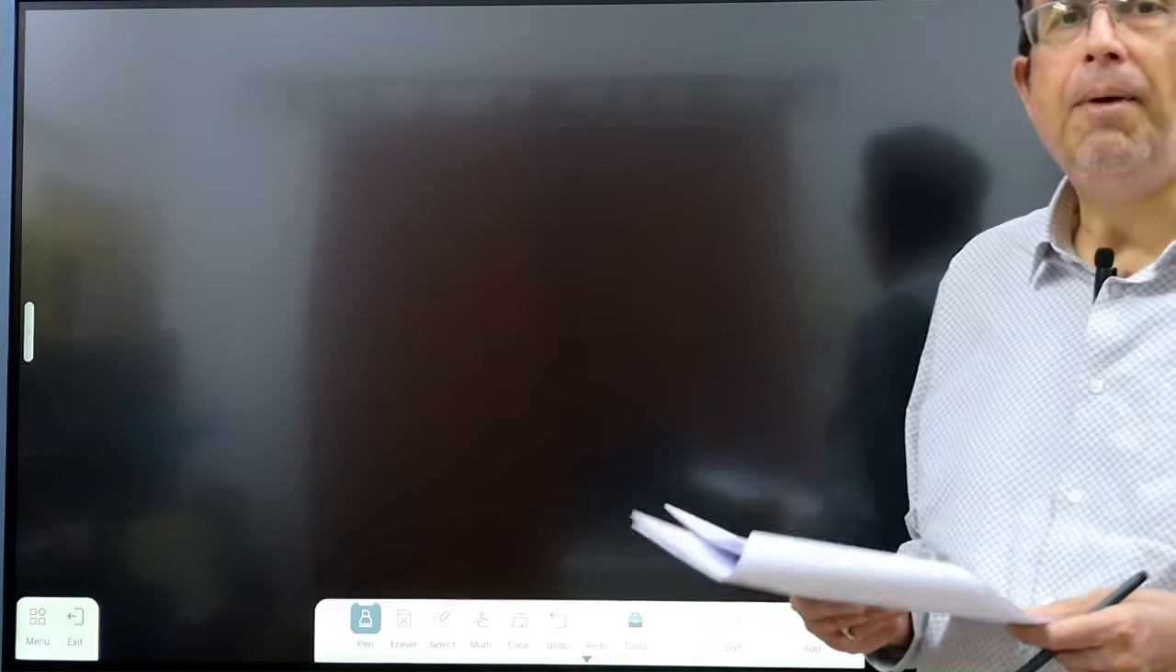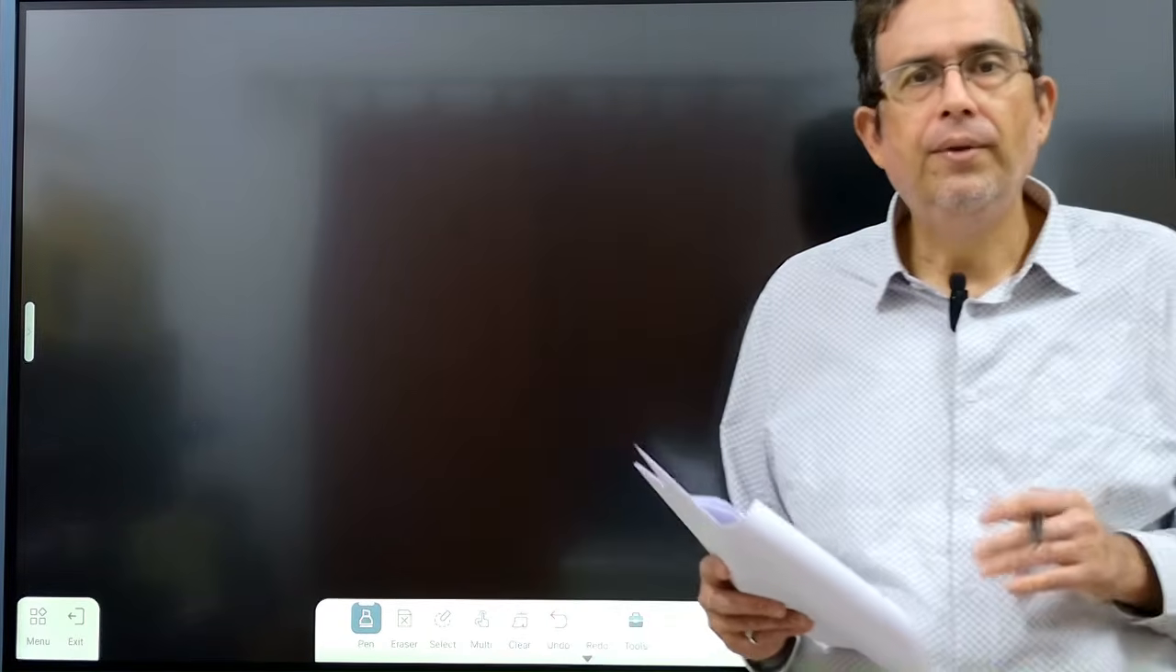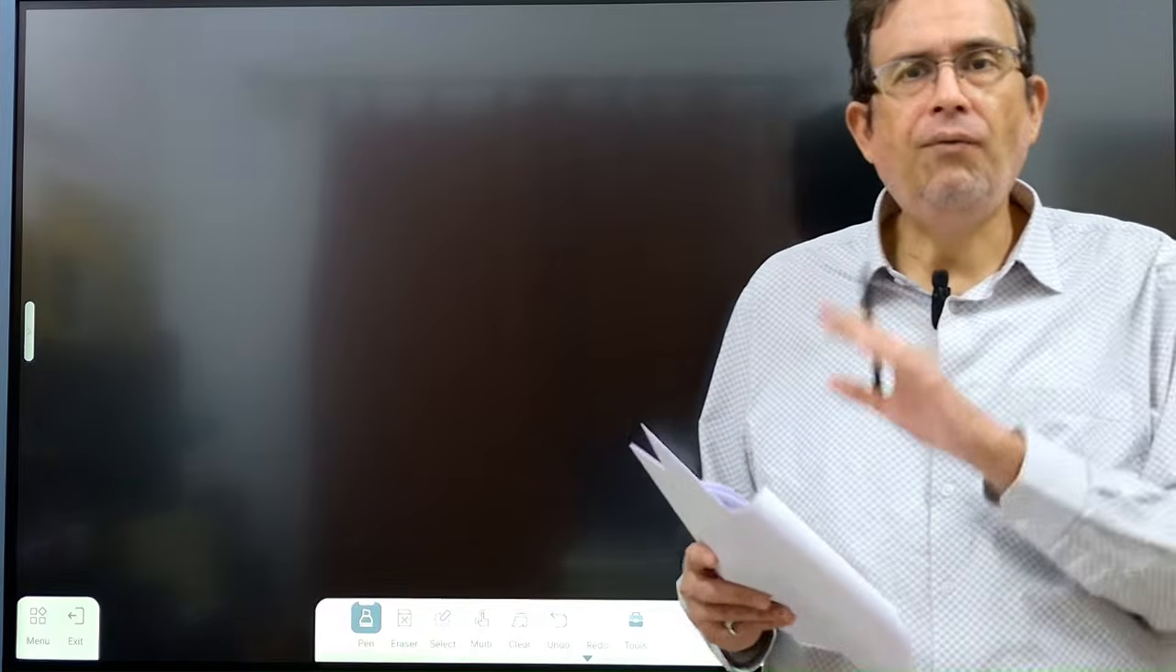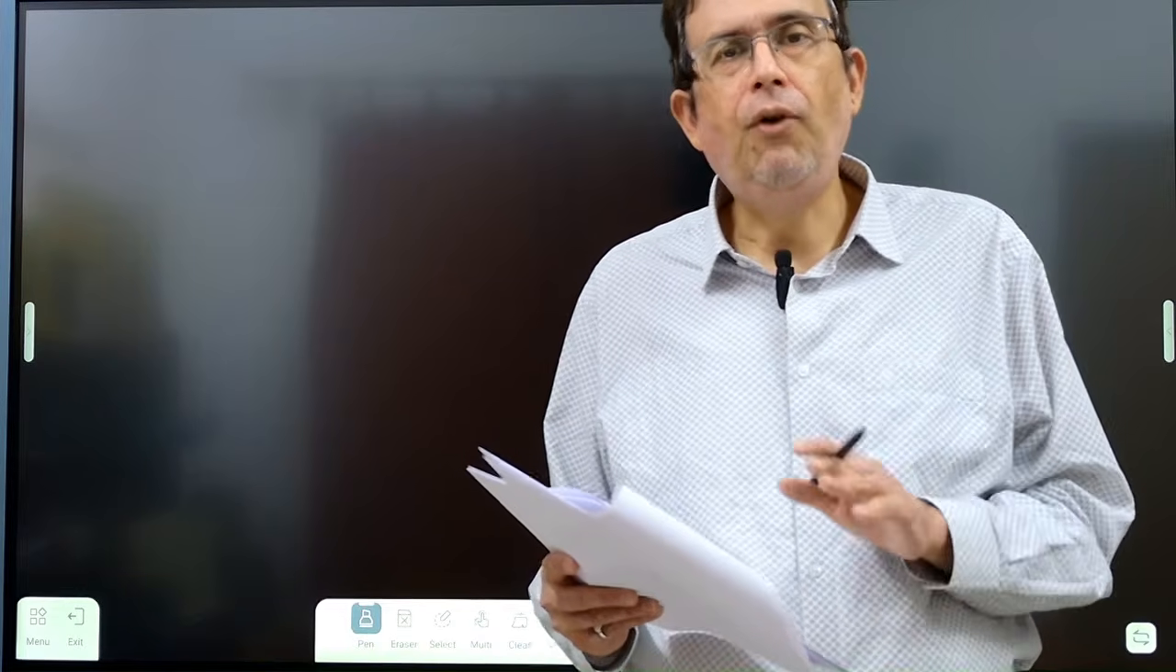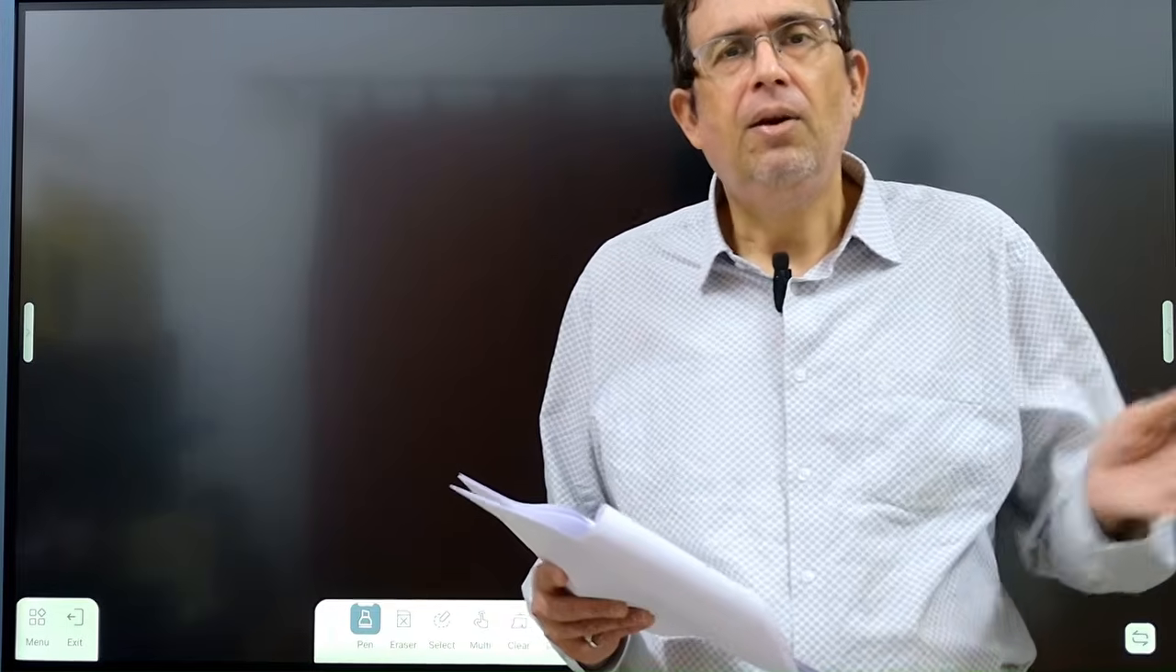So we are talking about uniformly accelerated motion, and when we are talking about uniformly accelerated motion, there are four fundamental equations that you should know, which govern the motion of an object in a uniformly accelerated case. Those four equations are known as equations of motion.